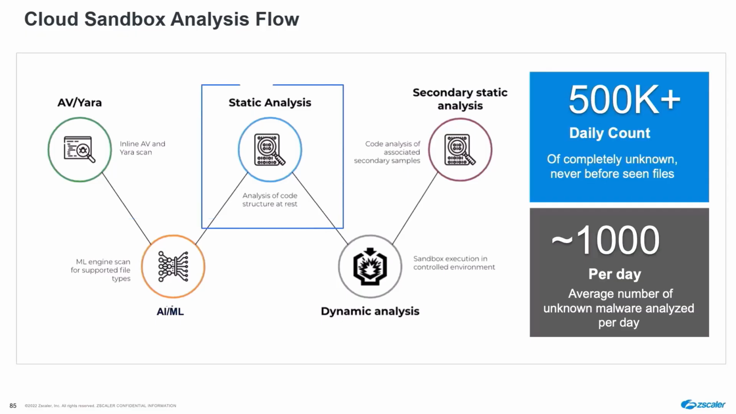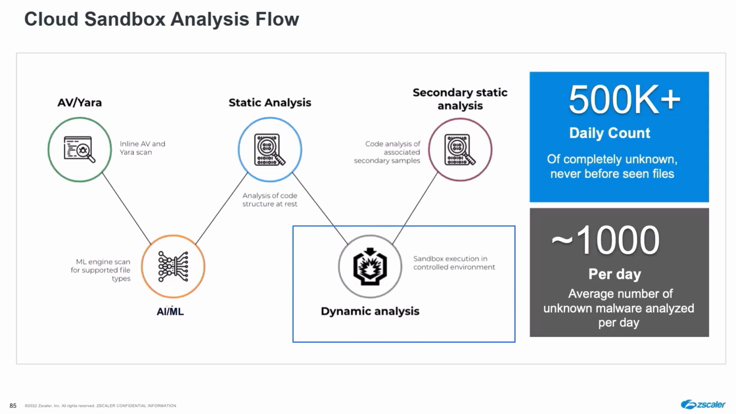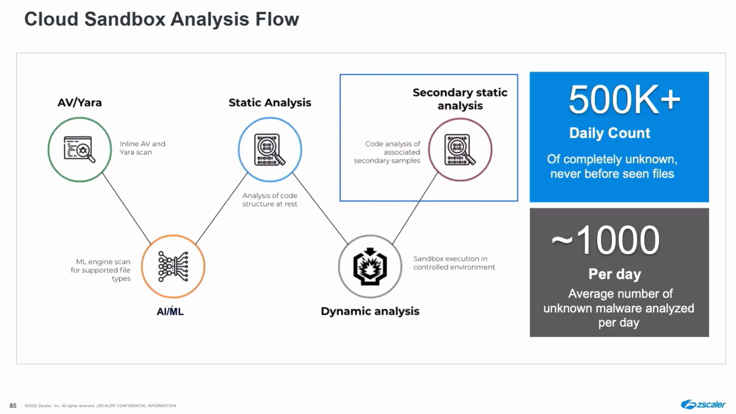followed by static analysis. So static analysis is to analyze the code of the file at rest without detonating it to see if it is malicious or not, followed by dynamic analysis, which is when the file is opened in the sandbox, and followed by secondary static analysis, where we again do another level of static analysis to make sure that we have actually identified correctly if the file is benign or malicious.